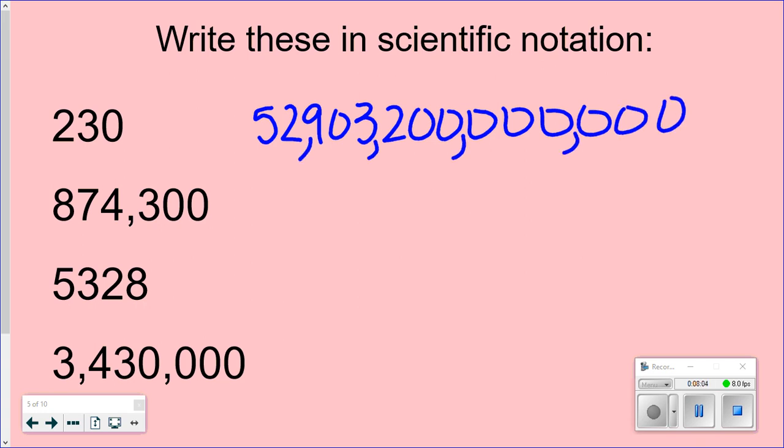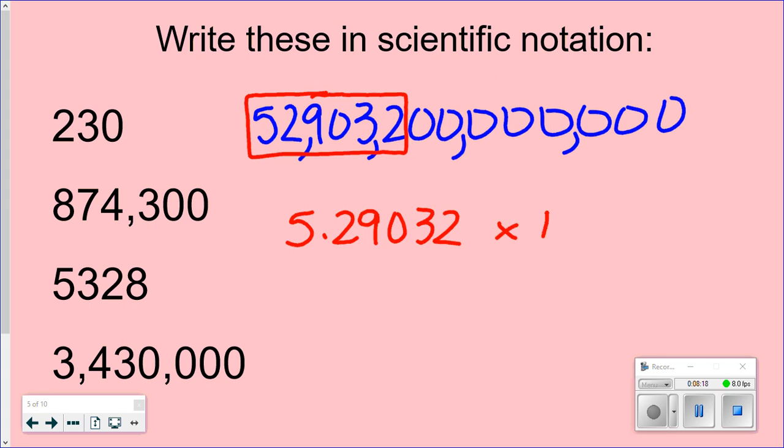Okay, so my real numbers are here. That 0 has to be included because it's blocked in by my real numbers. Okay, to make this between 1 and 10, it'd be 5.29032 times 10. Now, if I put my decimal here, it's going to be 1, 2, 3, 4, 5, 6, 7, 8, 9, 10, 11, 12, 13.